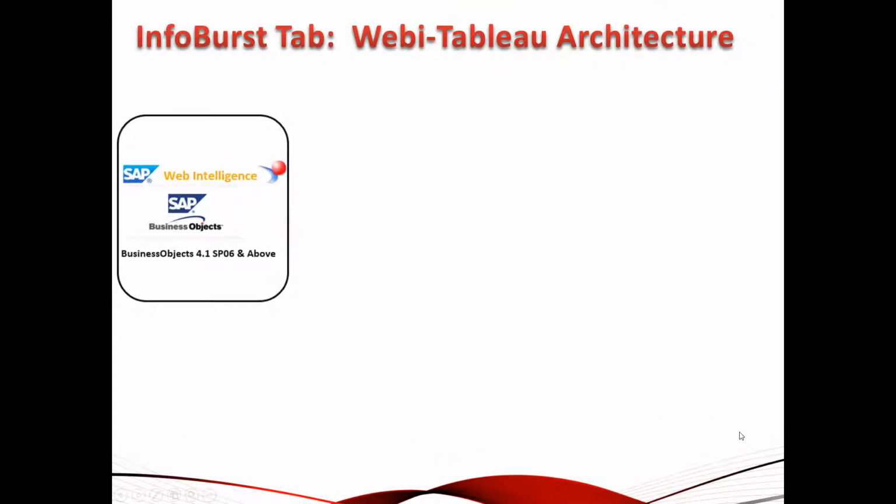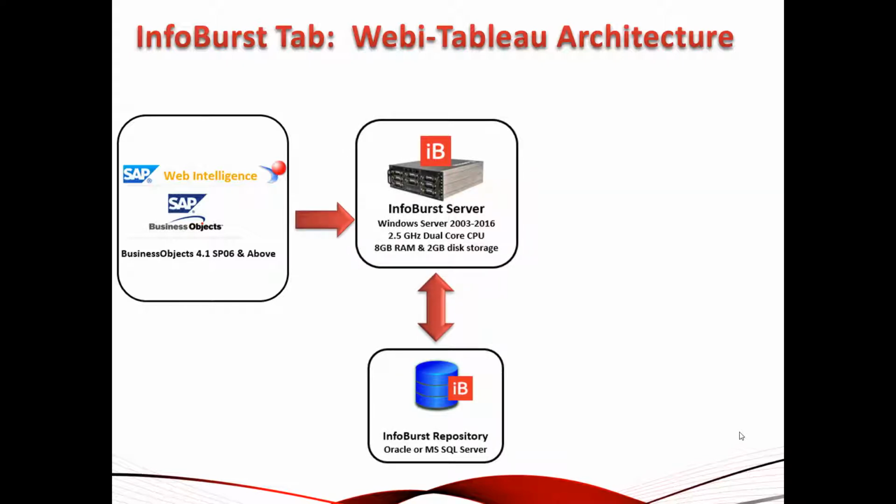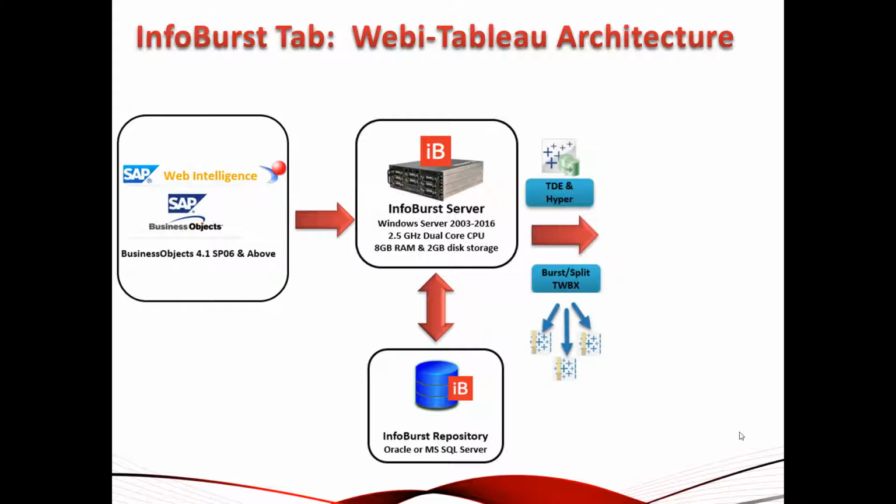So let's talk briefly about the software that makes up this solution and the architecture involved. So we have SAP Business Objects. A Web Intelligence report is the beginning of the workflow for this process. Business Objects has to be 4.1 Service Pack 6 and above. Then we have InfoBurst. InfoBurst uses an application repository that can either be Oracle or SQL Server. It allows us to tie into Tableau. We can create TDE and hyperfiles from InfoBurst, and we can also burst and split TWBX files.